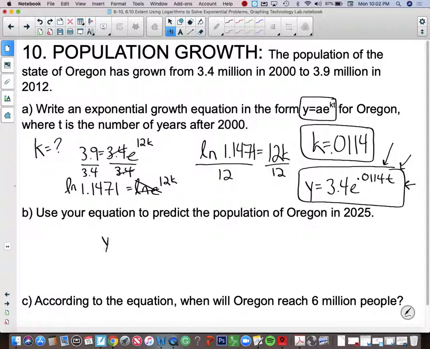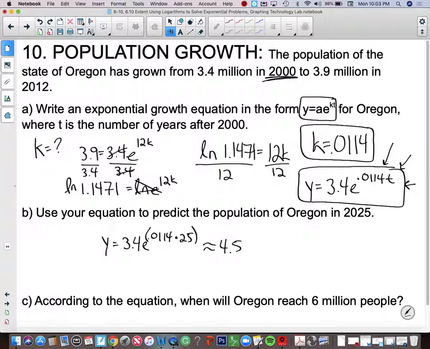So let's just plug in our value for time. So we got 3.4 e to the 0.0114 times t. So how many years to get to 2025 from 2000? That's 25 years. Make sure that you're doing the stuff in the exponent first. Okay, so we'd have 3.4 times e to that value. And my exact value here, if you're not using an exact value, you should be something fairly close to this.